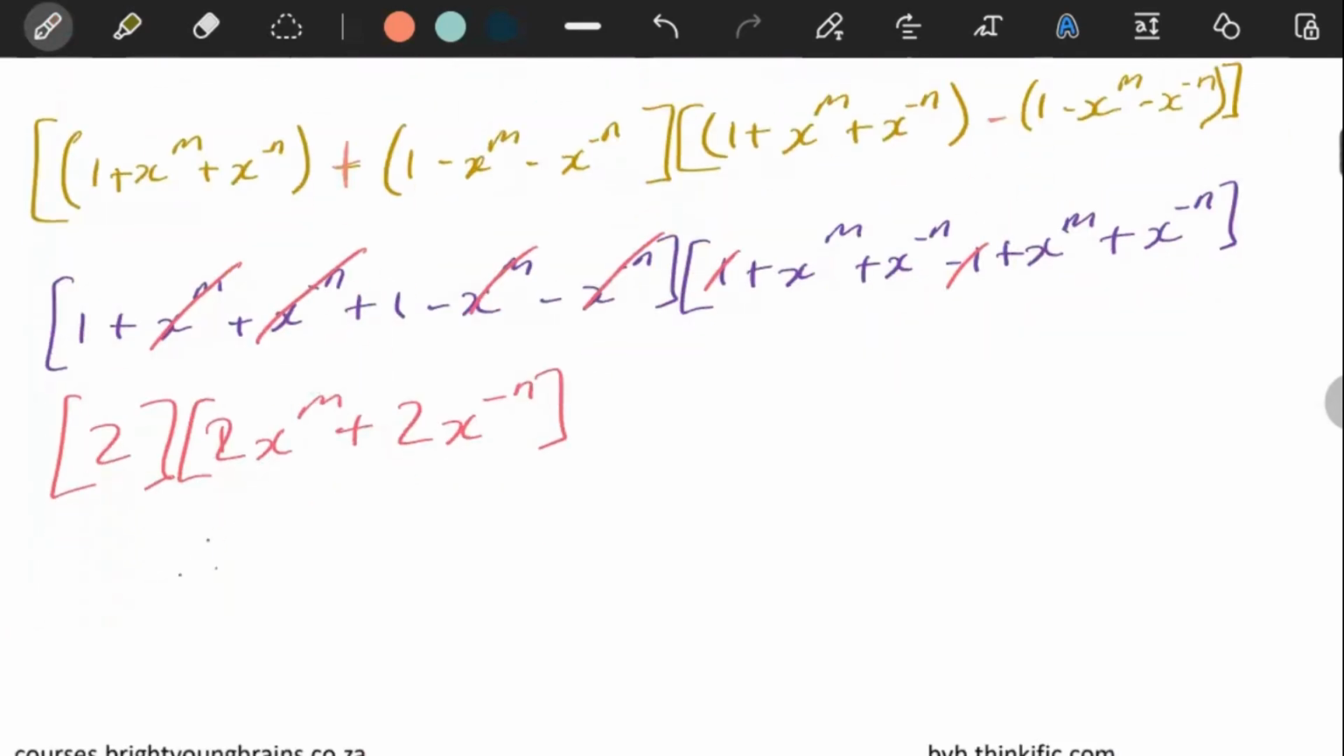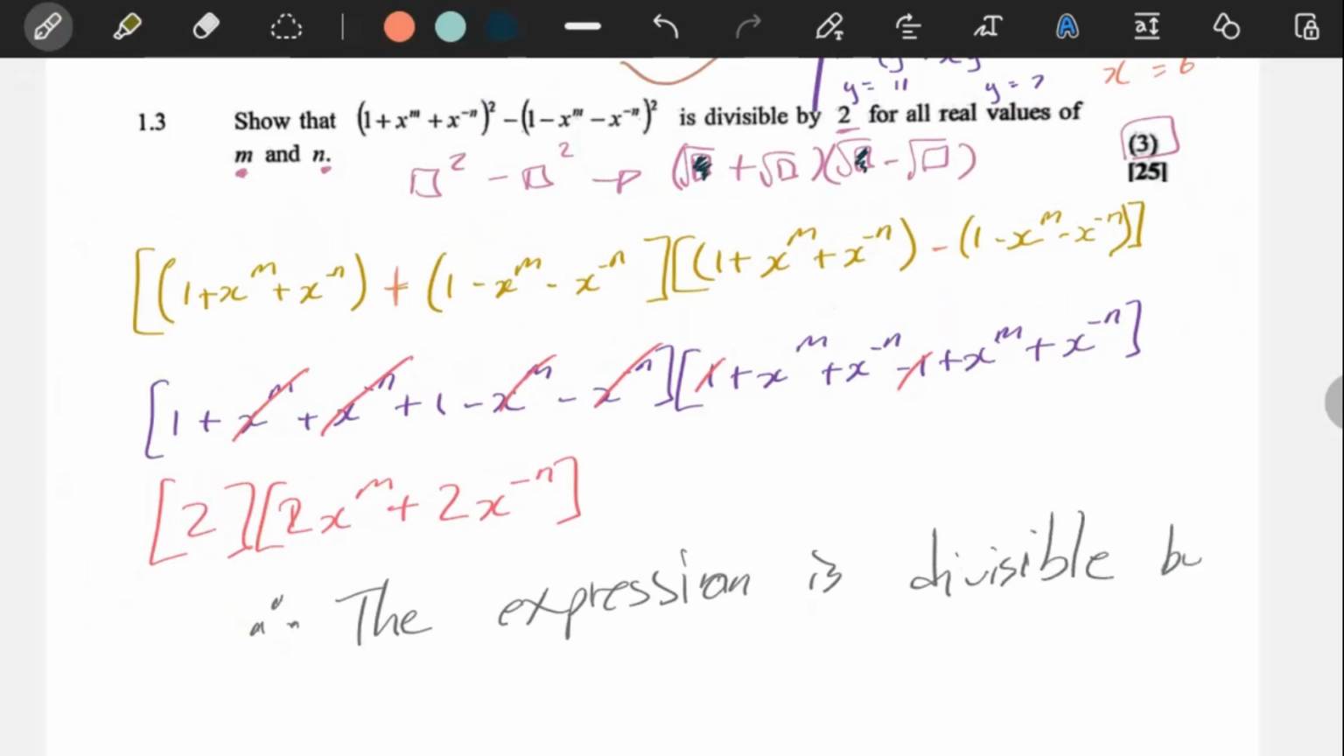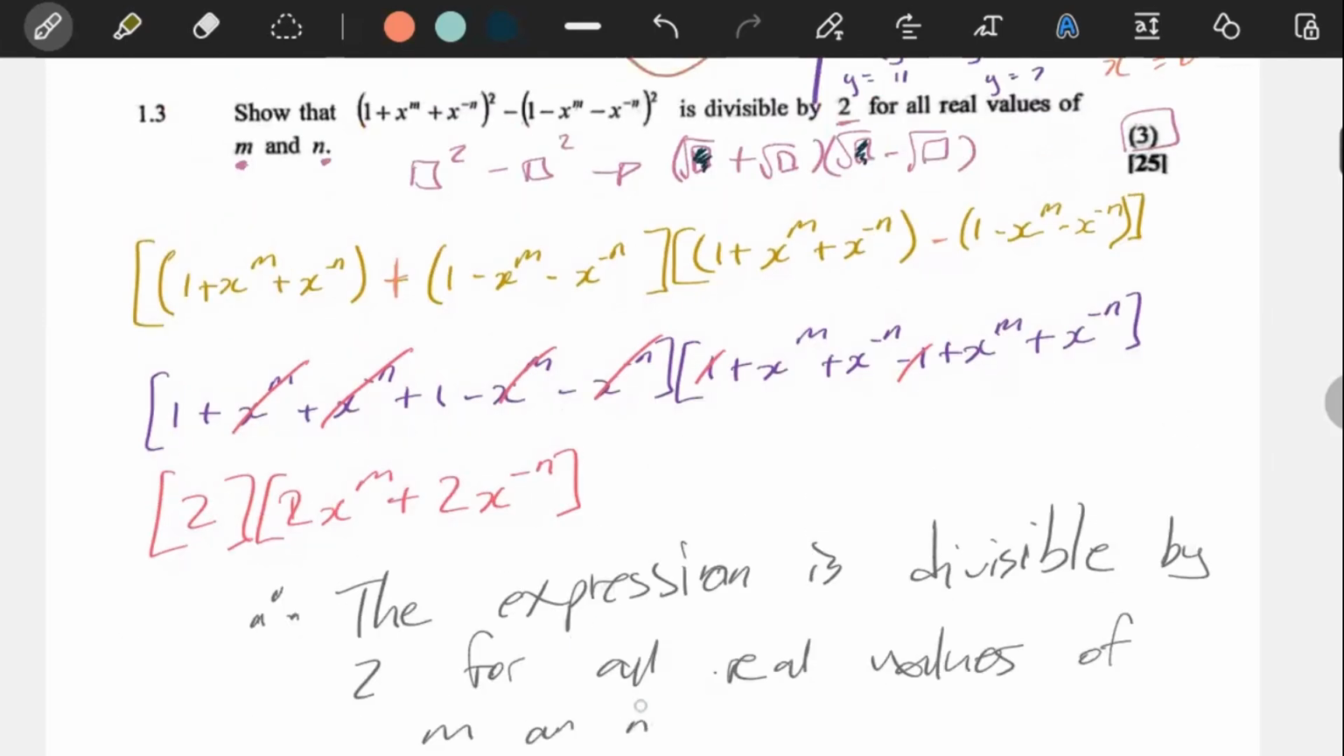So here you can easily then say, therefore, the expression is divisible by 2 for all real values of m and n. You see, there you go. So that's easy, 3 marks.